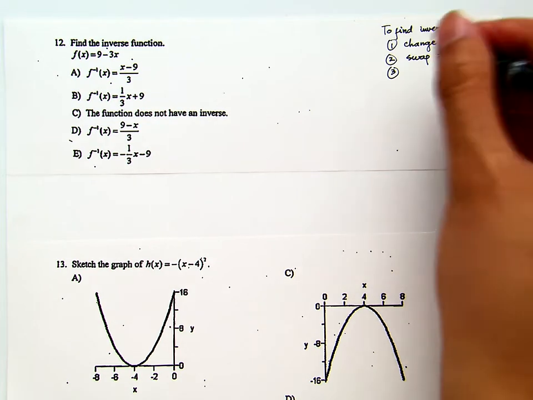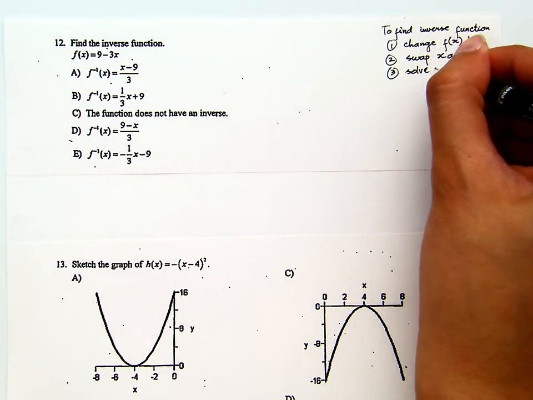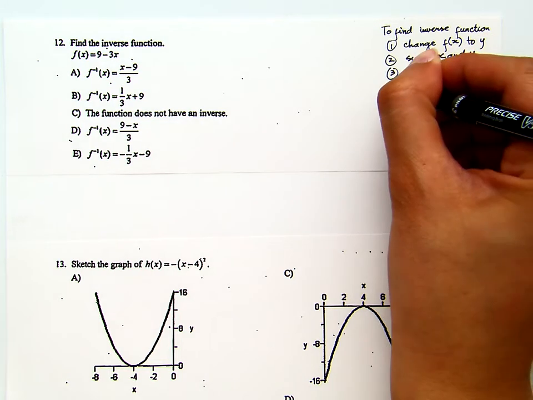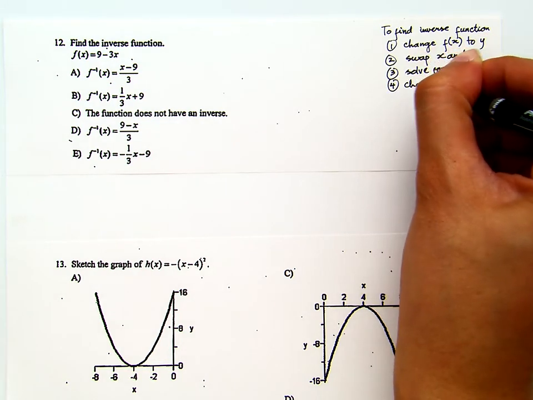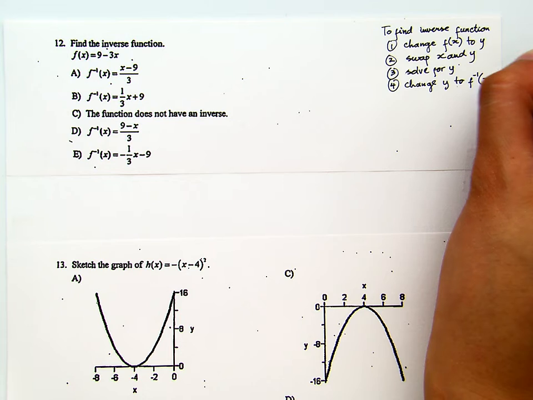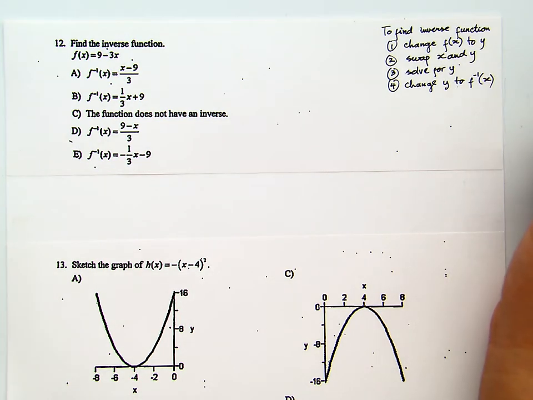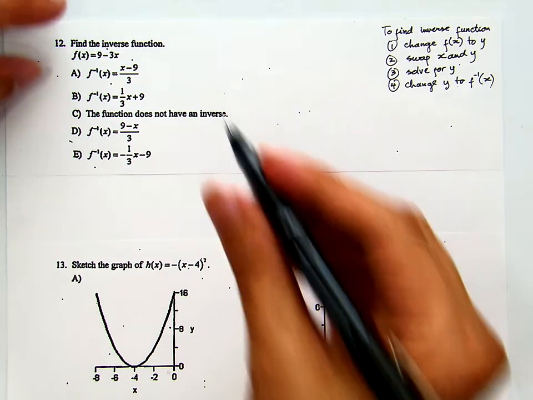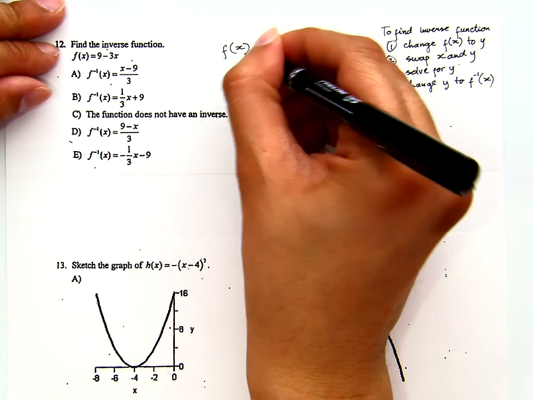Anyway, come back here. We will swap x and y, and then we will solve for y. And finally, we change the y to f inverse x. So the f(x), as usual, we call that y. Now the second step, we swap x and y, and then after that we solve for y, which was x before. Now this y is the one we change to f inverse x.